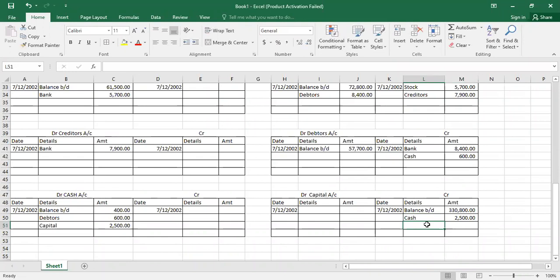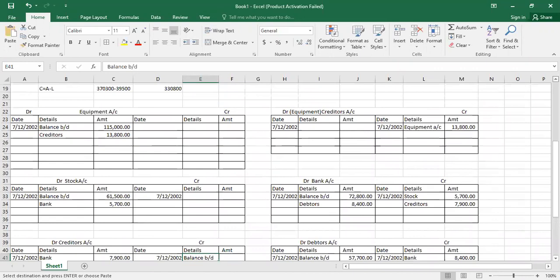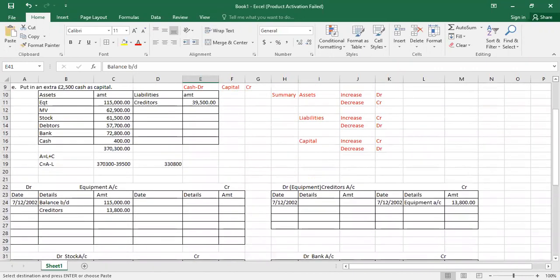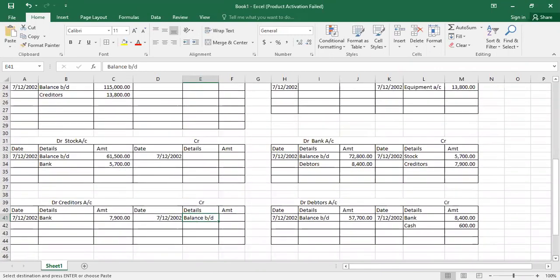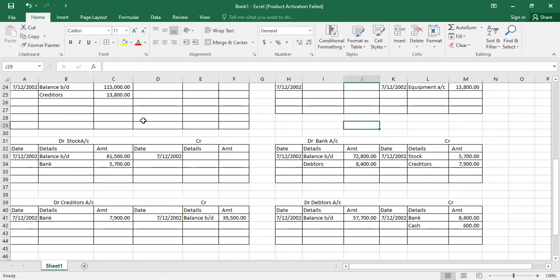You have to be very thorough. We have the creditors. They were, didn't have creditors somewhere. Yeah, they are now 39,500. So this is the balance I didn't pick. 39,500 balance brought downward. There we are. I have journalized. Do you have any question to this end?